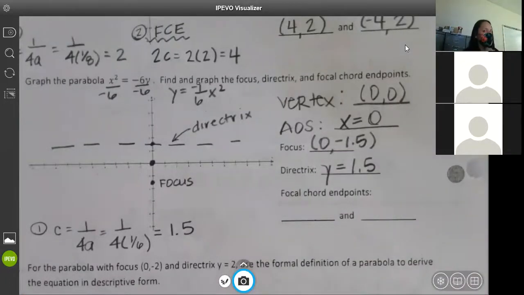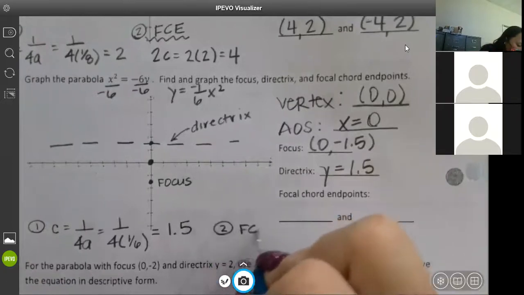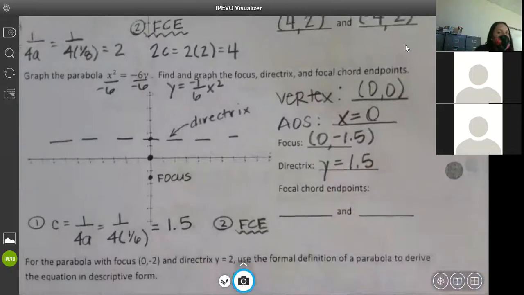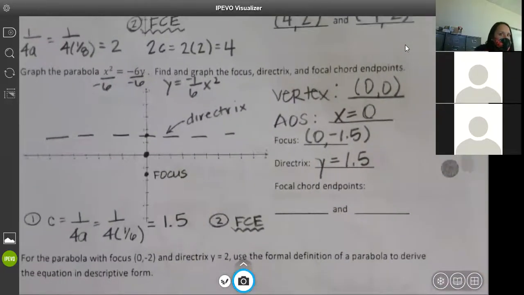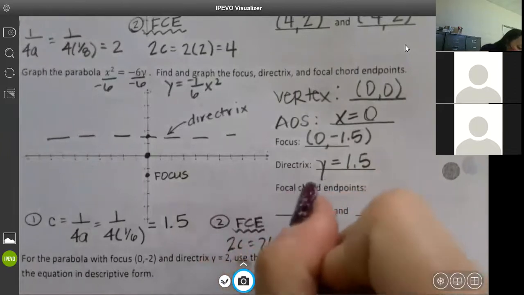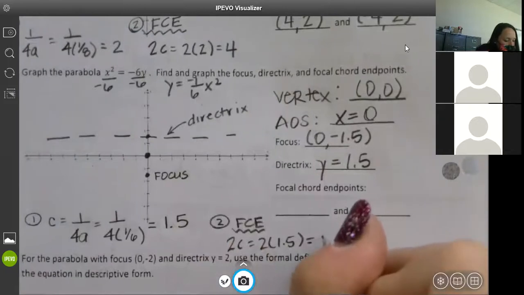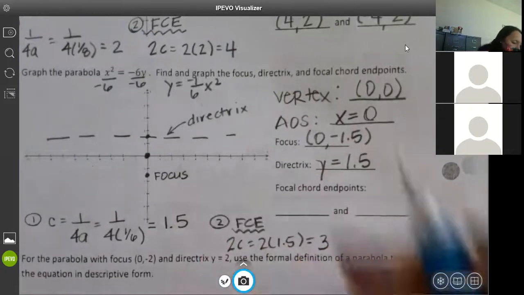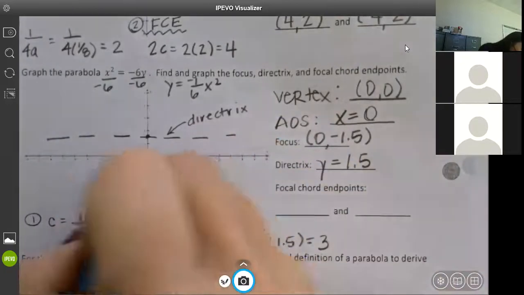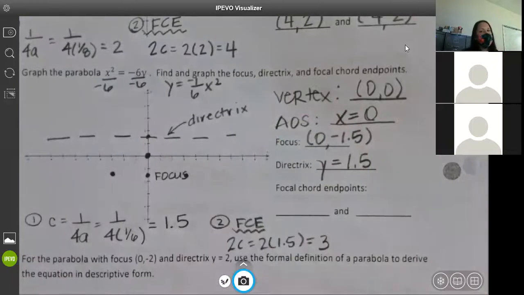And then the second part is to find the focal chord endpoints. How do we do that? Two times 1.5. 2 times c, or 2 times 1.5. Perfect, which gives you 3. So I go 3 to the left. Sorry, I did the opposite. 3 to the left, 3 to the right.